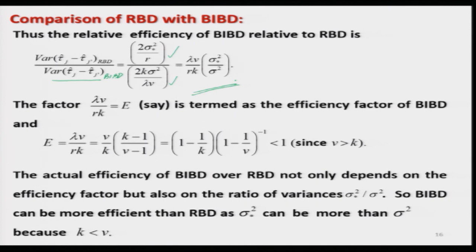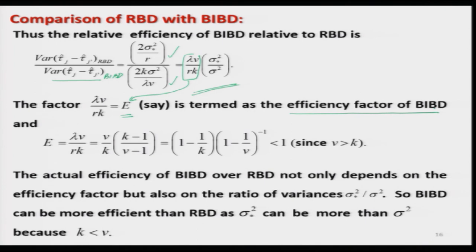Now please observe this expression, which is lambda v upon rk, and sigma star square upon sigma square. We have a term lambda v upon rk, which I denote here by e. This is termed the efficiency factor of BIBD, and that is a very important term. I will try to show its quality again, but at this moment you try to concentrate on this expression part.